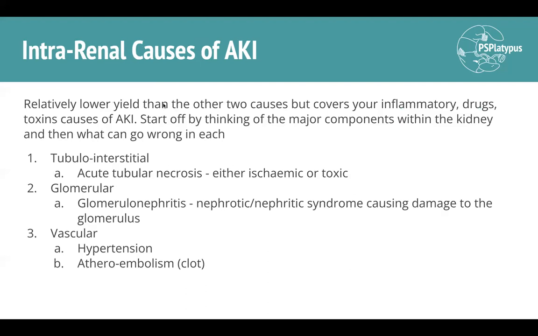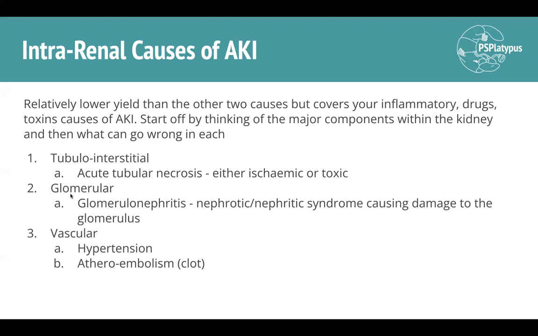All right. Intra-renal causes of AKI. There are a lot of different intra-renal causes, but they're not focused on as much in year 2. But you think of the different components of the kidney and see what can go wrong in each of them. So you have the tubules and the interstitium, and what can go wrong there is acute tubular necrosis, and that is essentially death of the tubules, death of the tissue of the tubules. And that can be either ischemic or it can be toxic.